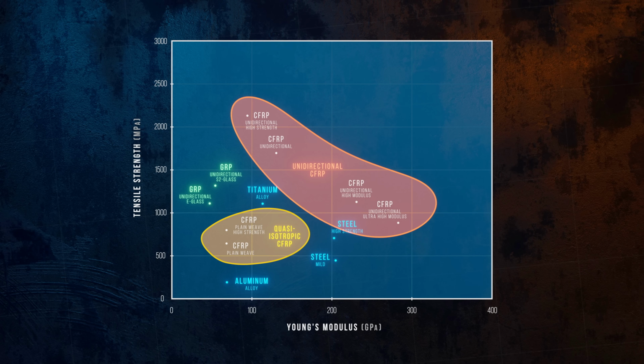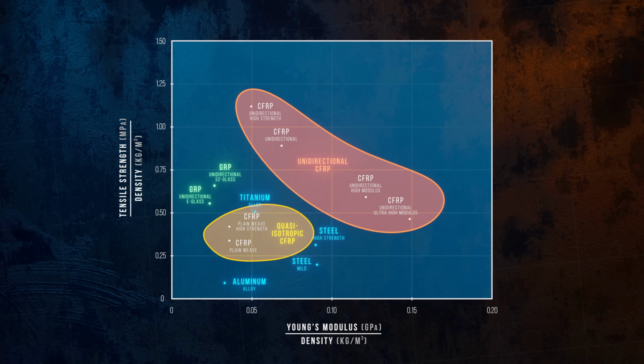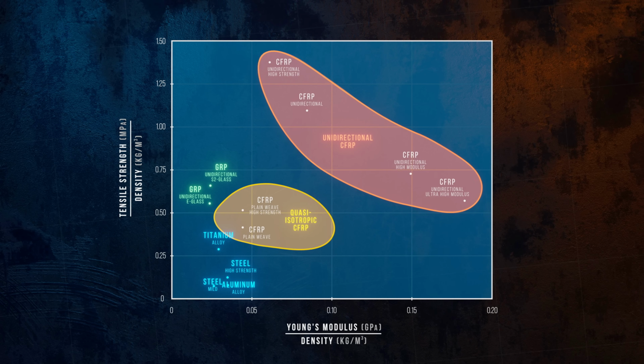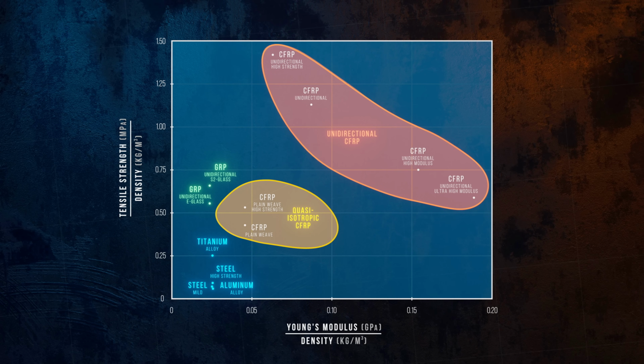If we plot specific strength and specific stiffness on this graph by dividing by the material density, it's clear that the composites far outperform traditional materials. The unbelievable strength-to-weight and stiffness-to-weight ratios of CFRP materials are why they're so commonly used in industries where weight reduction is critical, like aerospace, the automotive industry, and even in sports like cycling and sailing.